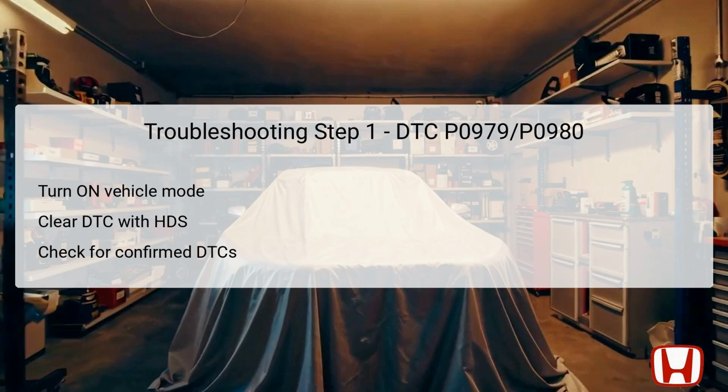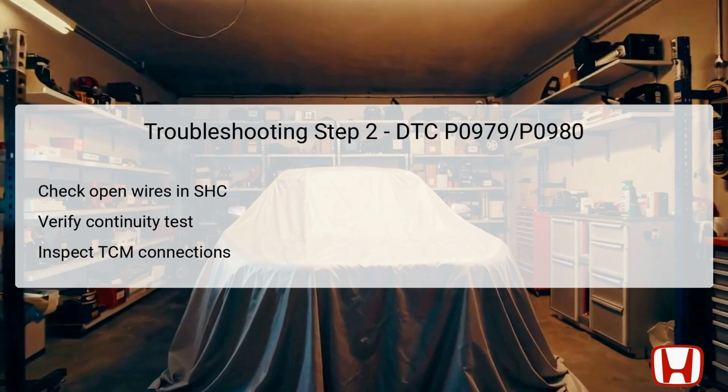Subsequently, return to on mode and wait for several seconds before checking for any pending or confirmed DTCs again using the HDS. If either DTC reappears, this indicates an ongoing failure that must be addressed in subsequent steps. If neither is present, the issue may be intermittent, warranting further inspection of electrical connections and sensor units.